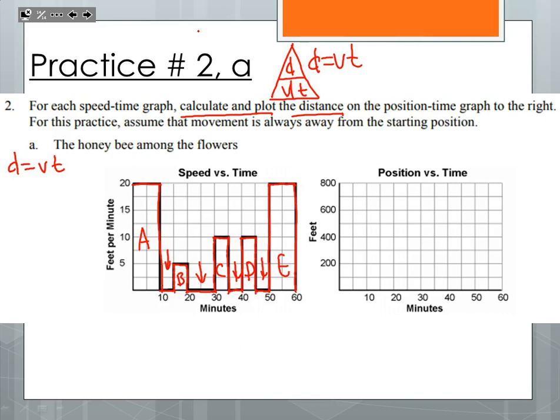Okay, so I'm going to write A over the left side because all we're doing is, remember, these are all just squares. And it said that the area of a square is A equals L, length times width, and we can substitute the distance formula for the same thing. Distance equals speed times time. So my area here, it said that my speed, I'm going to use a different color to show you this one. My speed was at 20. So I'm going to take my speed of 20 feet per minute. I'm going to multiply that by 10 minutes.